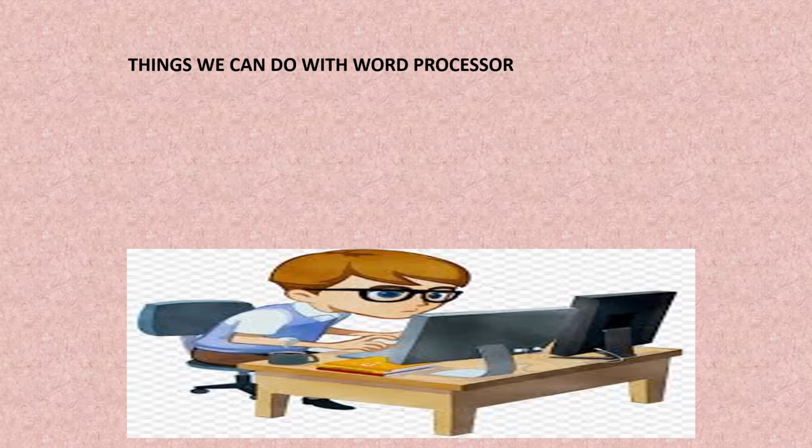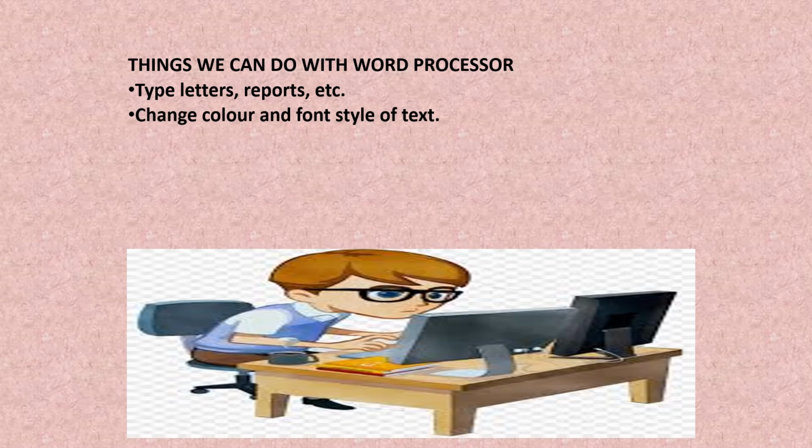Things we can do with a word processor. Let us again see the things which we can do with a word processor. We can type letters, reports, etc. Change color and font style of the text. We can change the overall look of our text by changing the color and the font size. We can add pictures which can make our whole document very attractive.